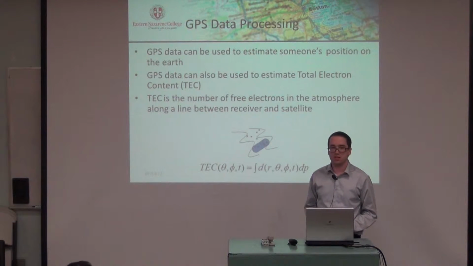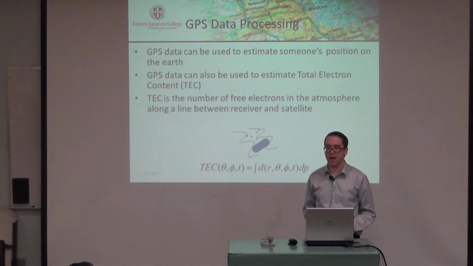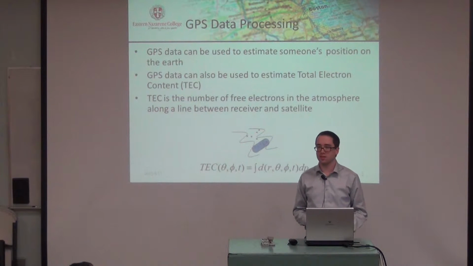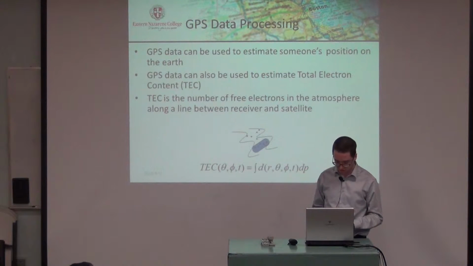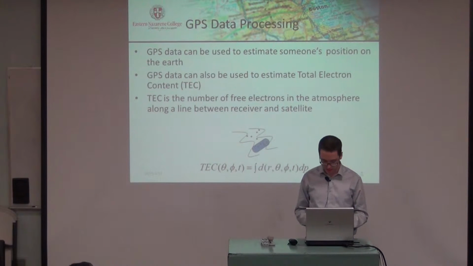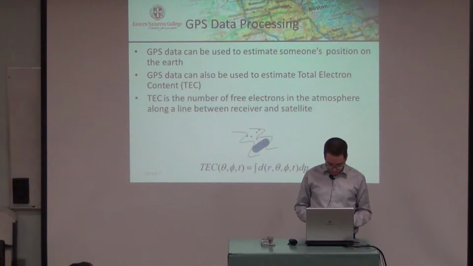So GPS data is used to estimate someone's position on Earth. It's also used to estimate TEC, otherwise known as total electron content. TEC is the number of free electrons along the line between the receiver and the satellite. The picture below shows the number of electrons within a cylinder, which is the approximation of the TEC as shown in the formula below.